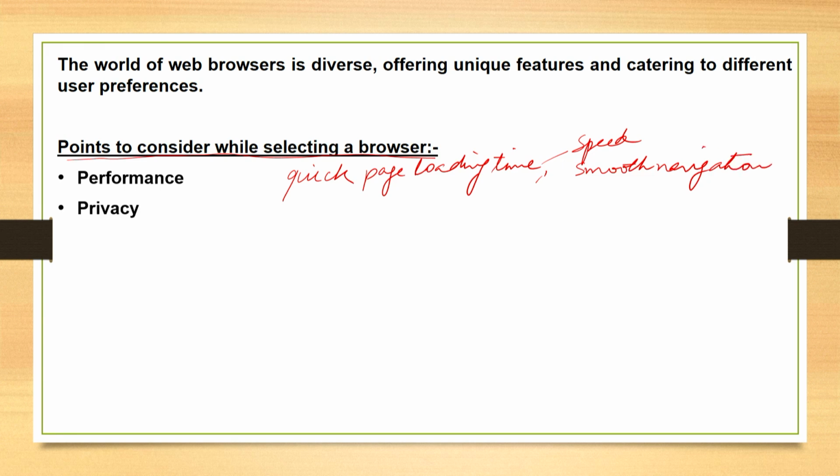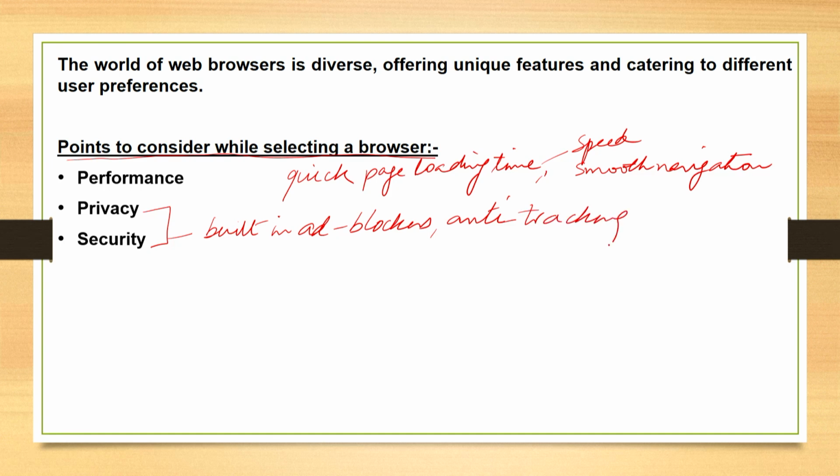Another one is privacy and security. These are the features that we look for, like built-in ad blockers, because we don't want to see the ads. So, ad blockers or anti-tracking measures, and secure browsing modes. So, what does it mean?